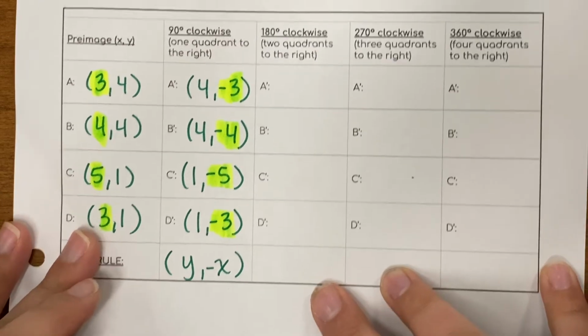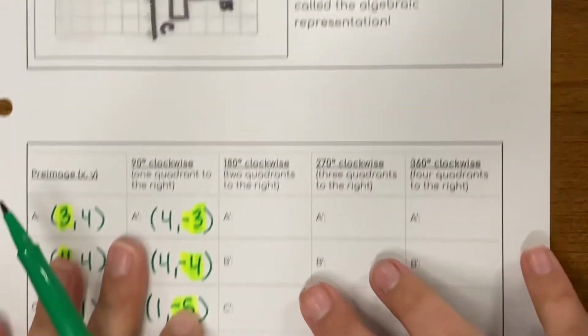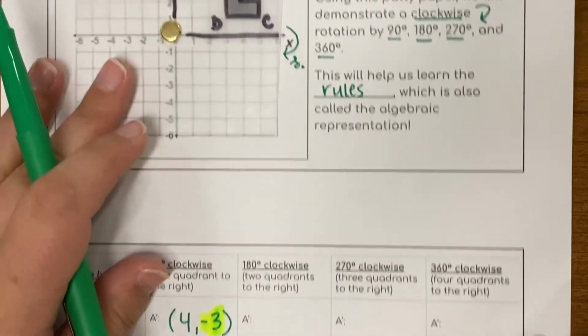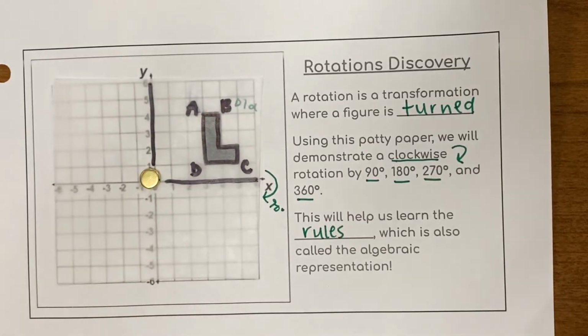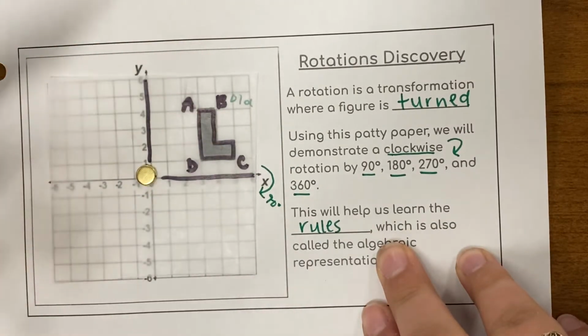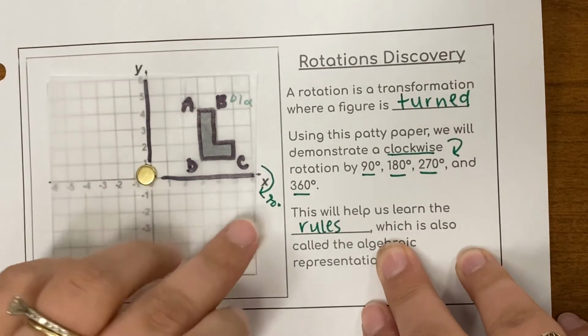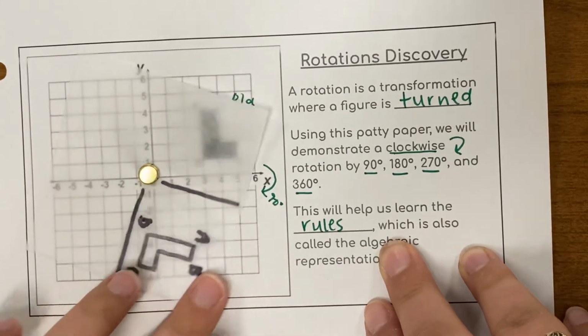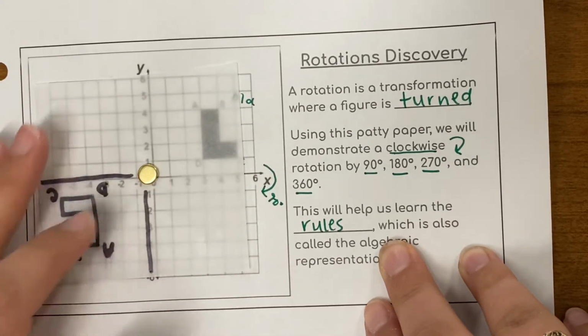So now, let's do 180 degrees. So we go back to the beginning. Okay, here's my original. 180 degrees would be 2 quadrants to the right. So remember, each 90-degree angle is 1. So if I'm having 180, there are 2 90-degree rotations in there. So I'm going to do it twice. So here's 90. Here's 180.